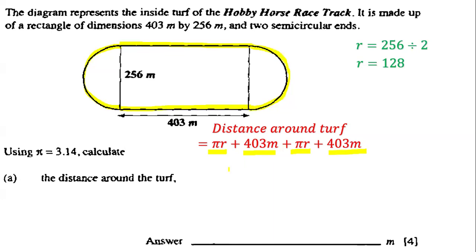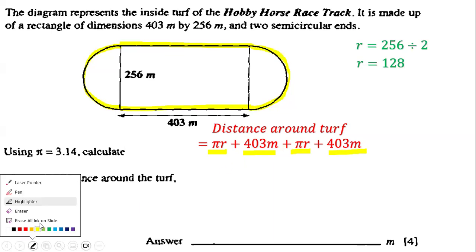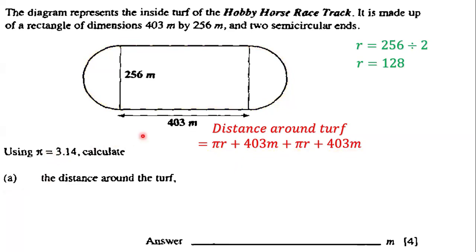But the question is, what is r? We already know pi is 3.14, but what is r? Well, r is the radius. Now, the diameter is 256 meters, but what is the radius? The radius is half of the diameter, so the radius is 256 divided by 2, and so the radius is going to be 128.